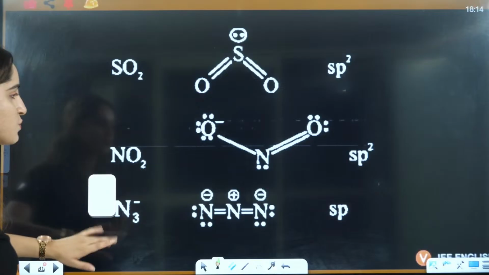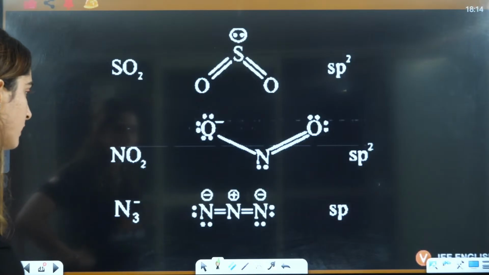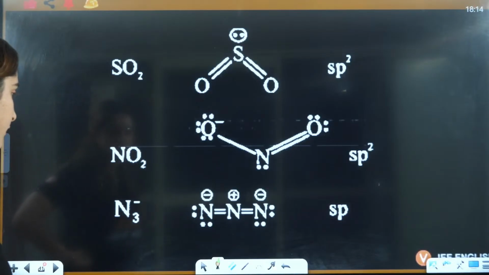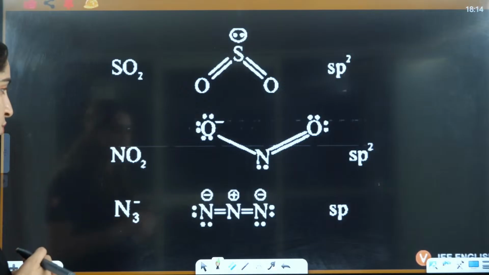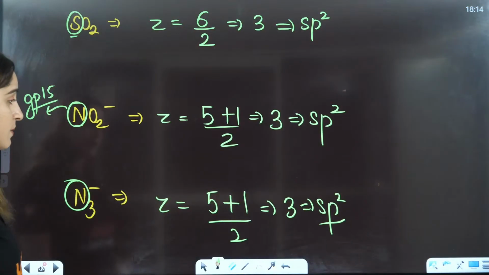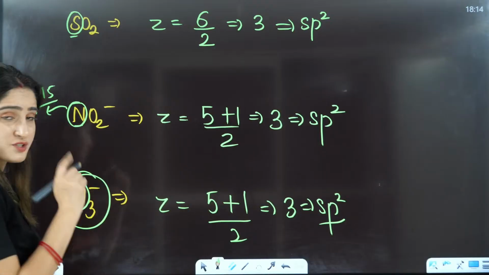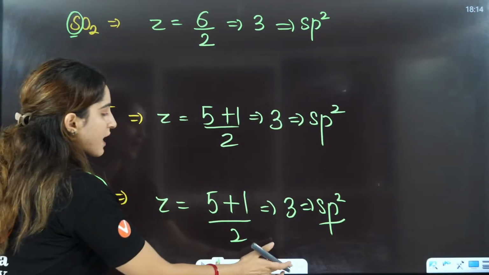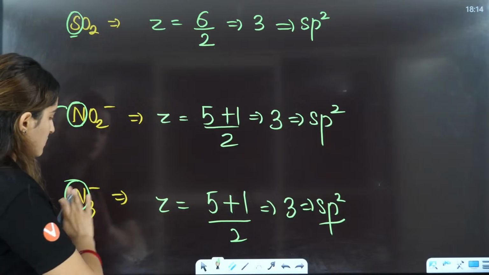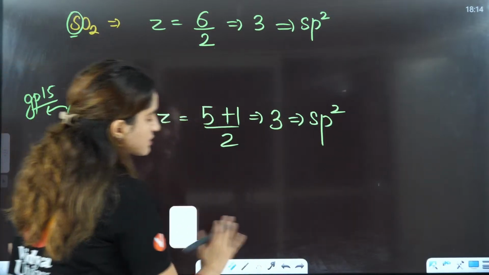This is sp hybridized, wait a minute, why? From the structure it is sp hybridized, okay. Because of the coordinate bond, yes, because of the coordinate bond. So this is actually an exceptional case here. When you see the structure now, this is coming out to be wrong with this steric number.